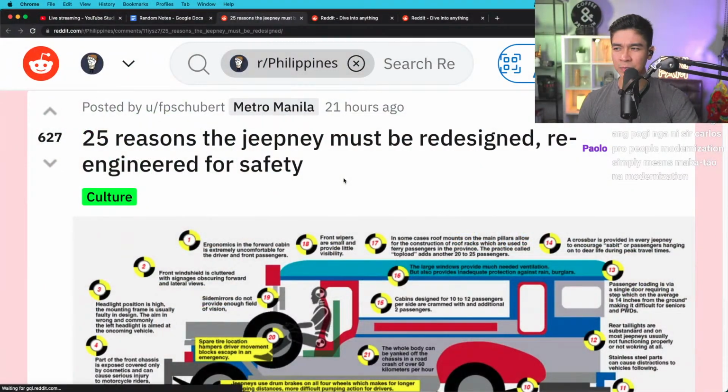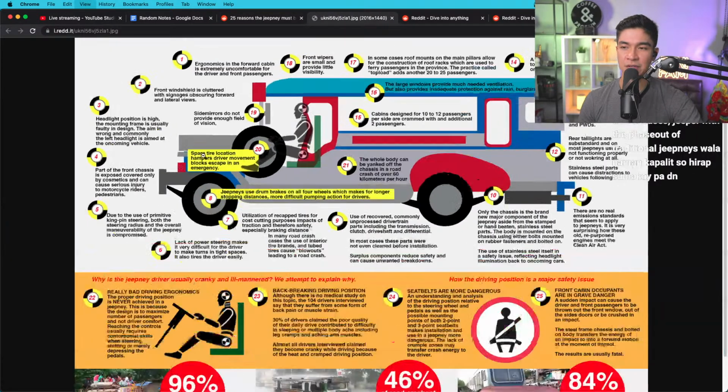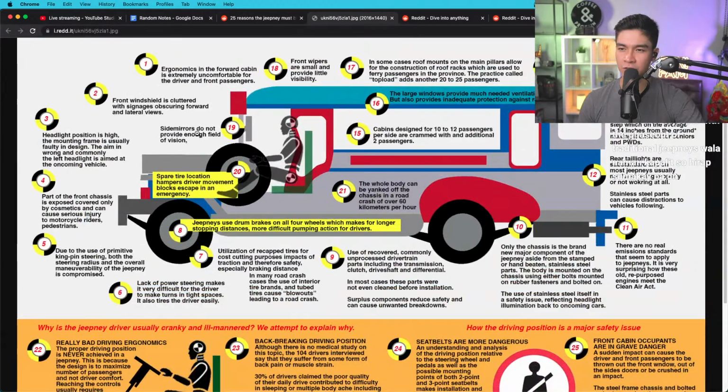25 reasons the jeepney must be redesigned and re-engineered for safety. This one I thought is very, very good. Ang dami nito. So let's just do a few.